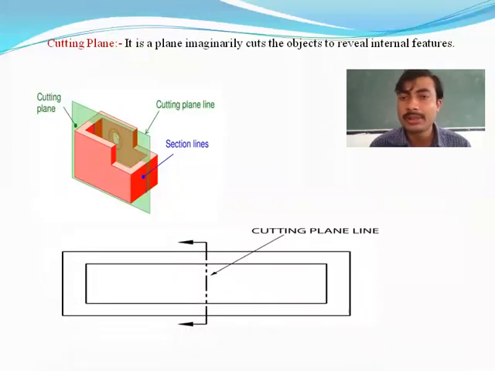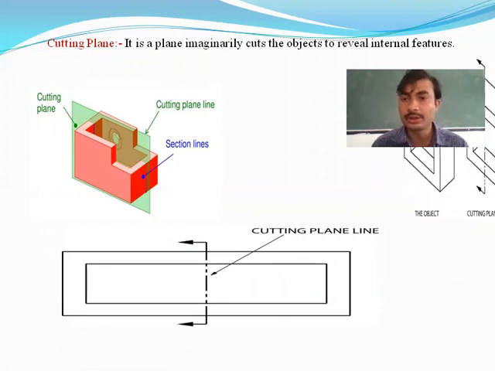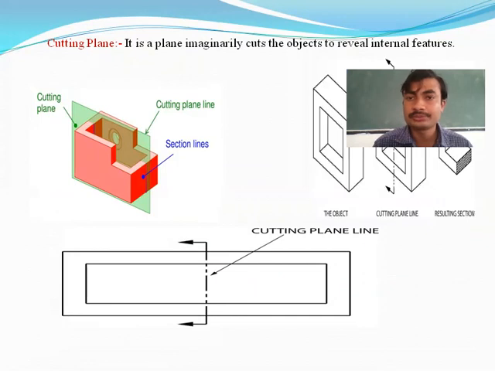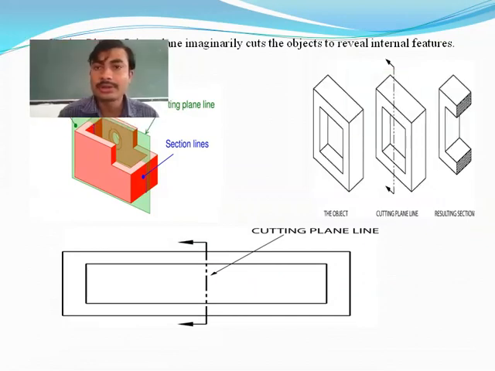So this is the cutting plane line you can observe in the second sketch. Here there is an object. This is our given object. With the help of a cutting plane or a section plane, we will cut the object. I'm going to denote it by the arrow mark. So this is our section plane or cutting plane. Once the object is cut, we will get two parts.